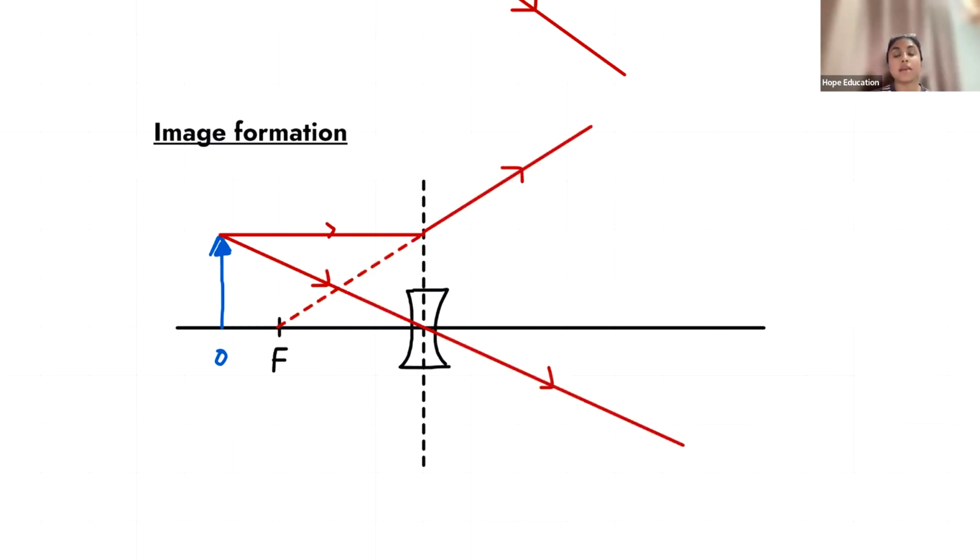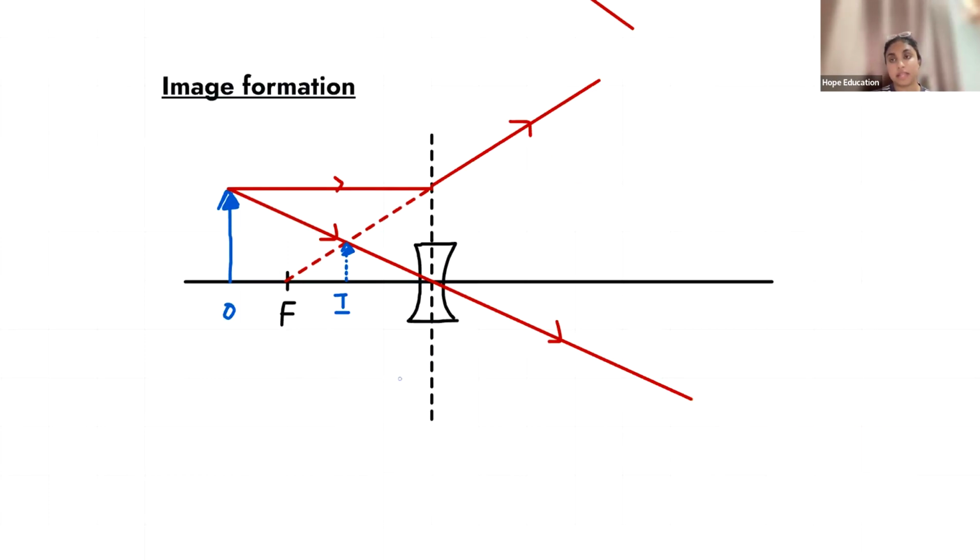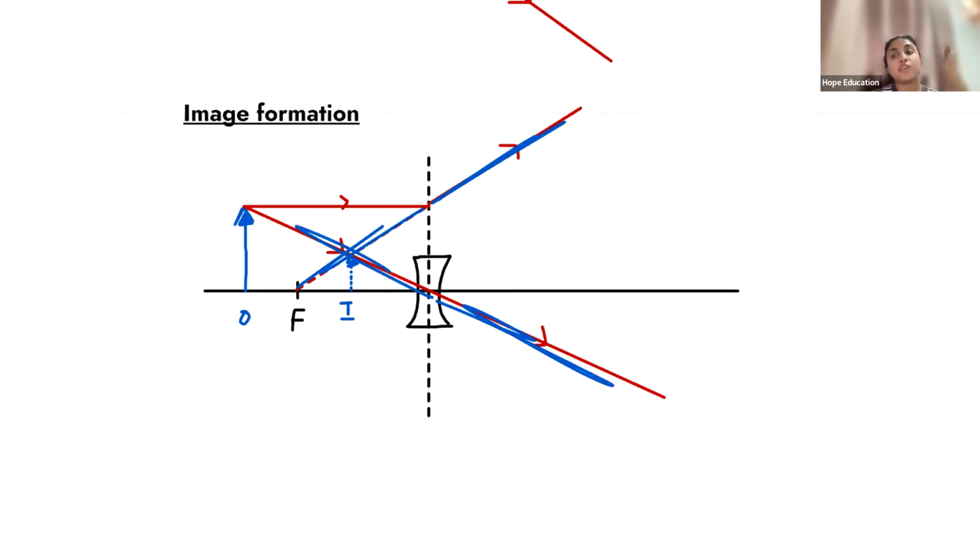And the image is on the same side as the object. So we call this image a virtual image. That's why I have used dashed lines to draw. So I extended the refracted light rays backwards, and this is where they meet. And that's where we have the image. So that means when you keep the object and the concave lens, through the lens you can see the image. But what will be the properties of the image?